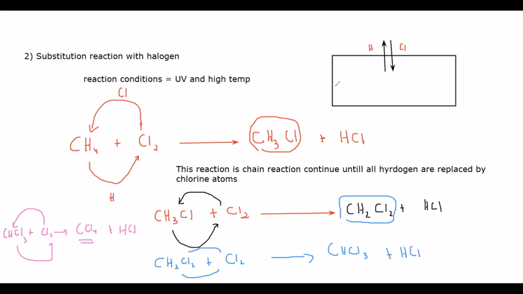CHCl. Yes, we can name. Because one chlorine is there and one carbon, because of one chlorine we say mono. Mono means one. And there is chlorine, so we say chloro. So monochloro means one chlorine.